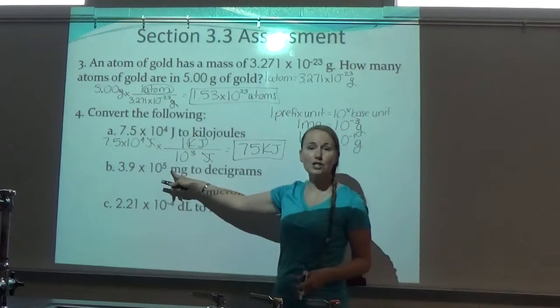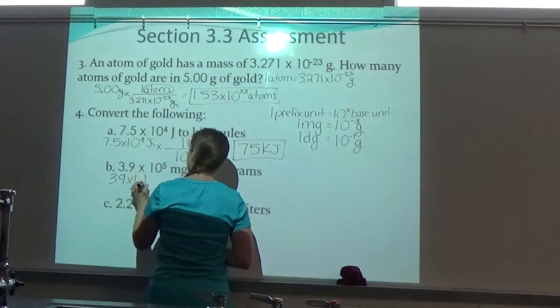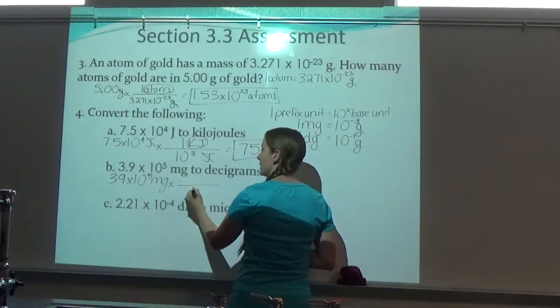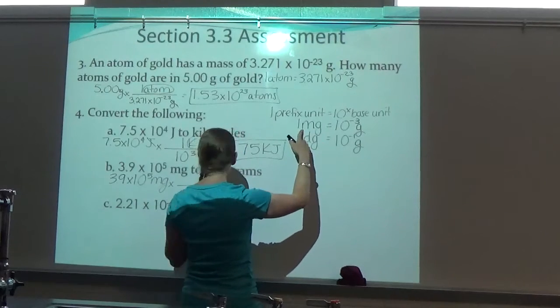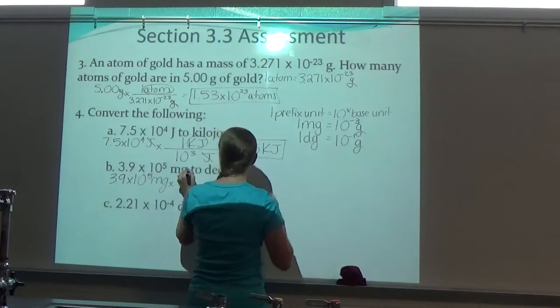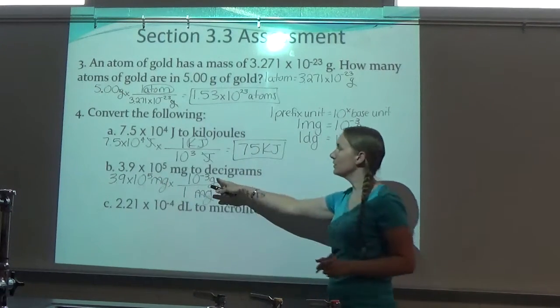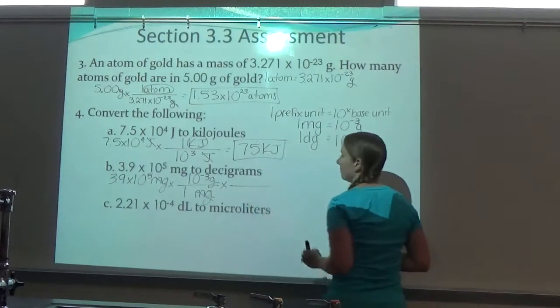So now I'm ready to start with what I know. So I have 3.9 times 10 to the 5 milligrams. So golden rule says if milligrams is on top, milligrams goes on bottom. So I'll look over here. 1 milligram equals 10 to the negative 3 grams. So milligrams cancel, I'm left with grams, but that's not what I want. I want decigram. So I keep on going.